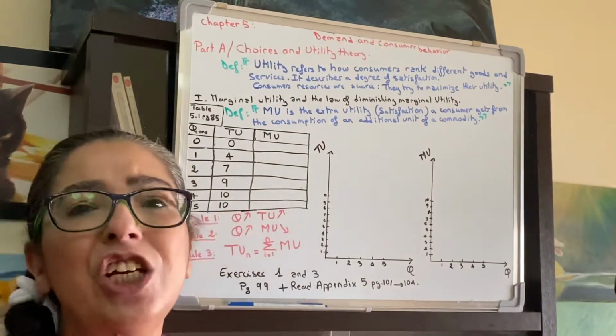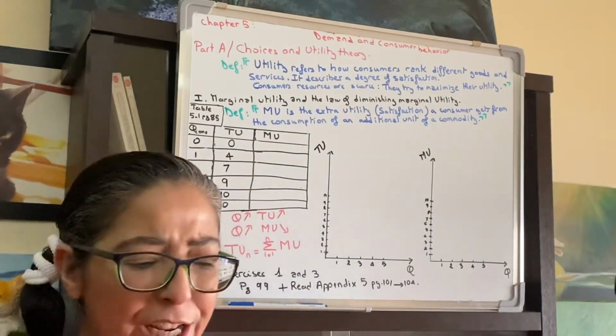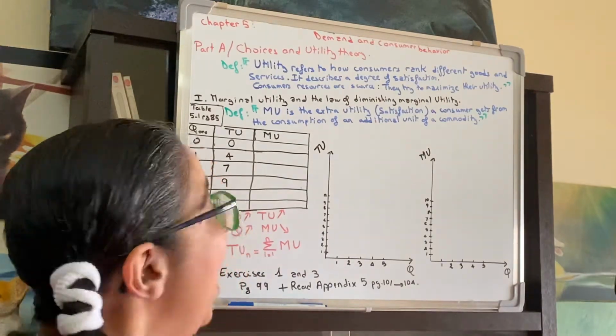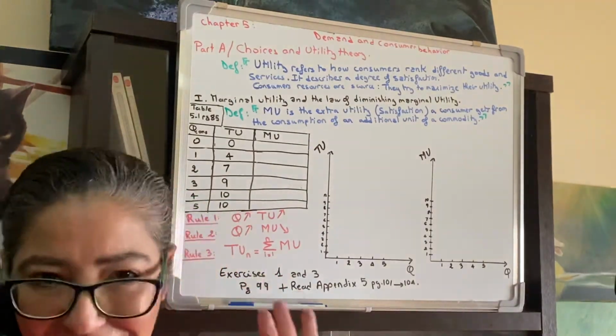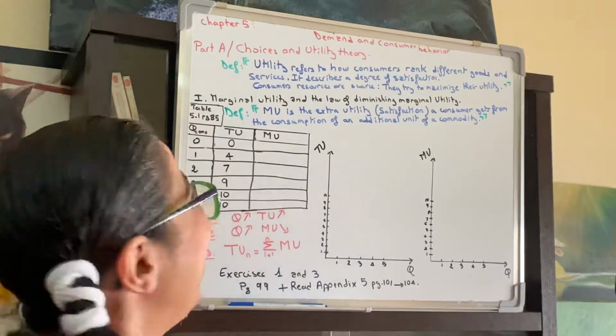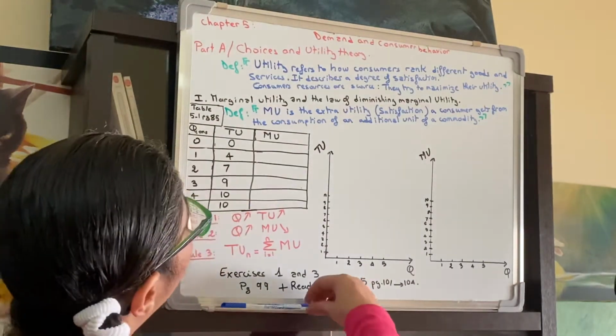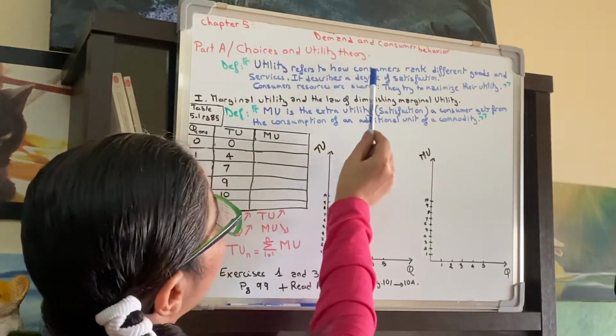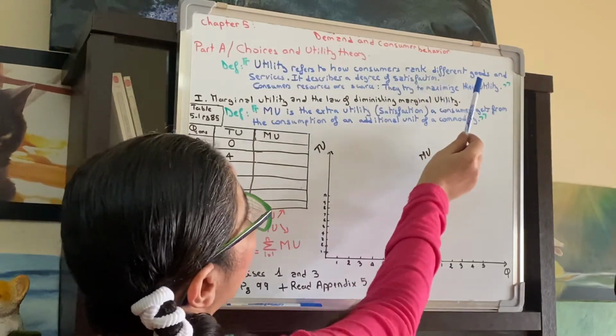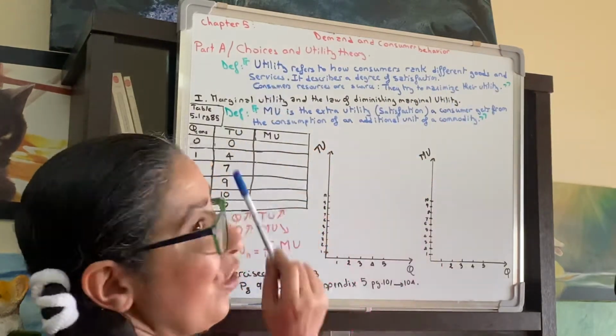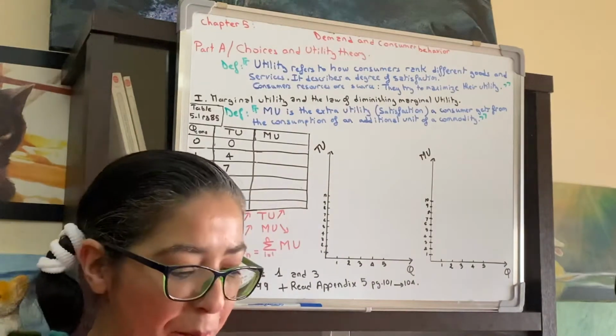So, definition of utility. It's a weird word, but it's very simple. It's the degree of, I'm going to read it, then I'm going to explain it. Okay, utility refers to how consumers rank different goods and services. Okay, how do you rank them?